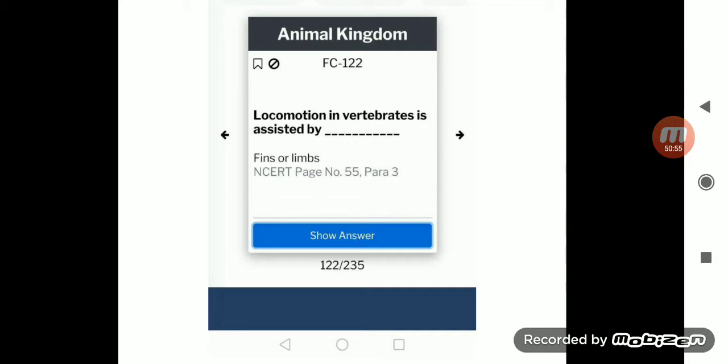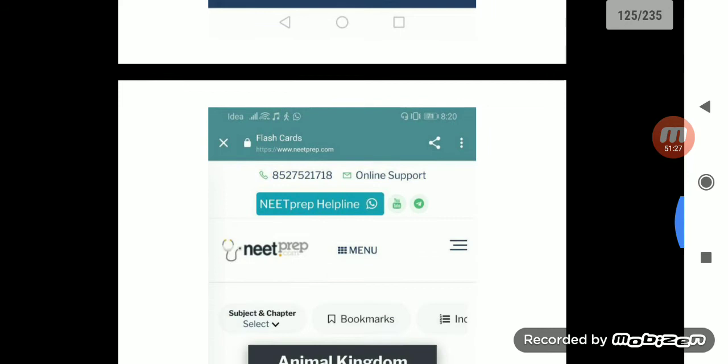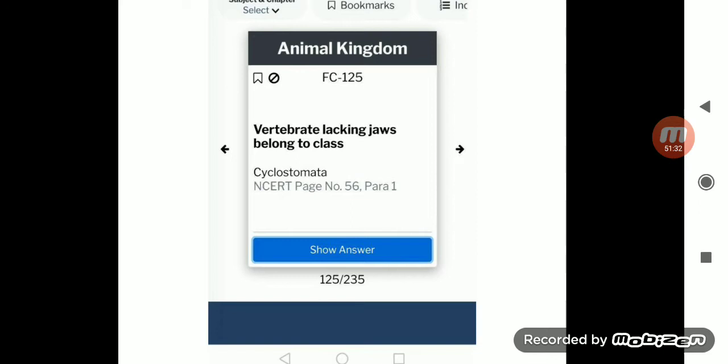Locomotion in vertebrates is assisted by fins or limbs. Vertebrates lacking jaws belong to the class Cyclostomata.